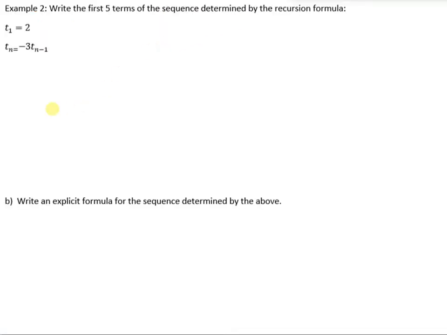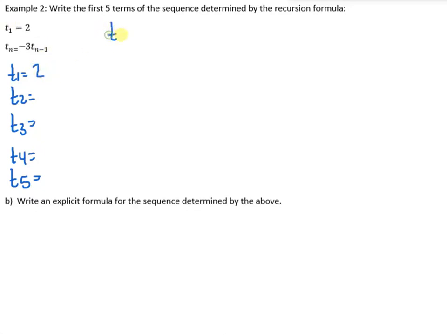Now, example 2. Write the first 5 terms of this sequence determined by this recursive formula. So all of these are actually going to list a formula. All of them will give you at least one term. Sometimes the recursion formulas are going to be based on 2 terms, so you would have to add or multiply 2 of the previous terms. And then in that case, it'll give you 2 terms plus the formula. Okay, so let's go. T1 is 2.